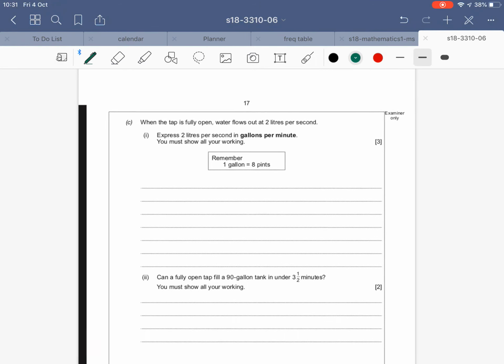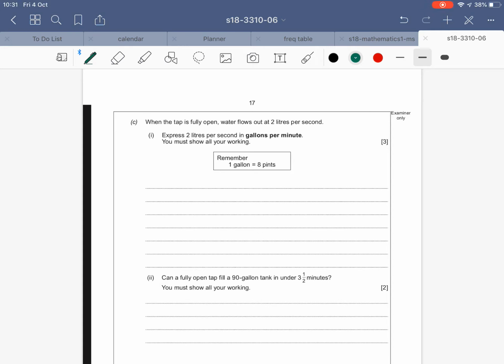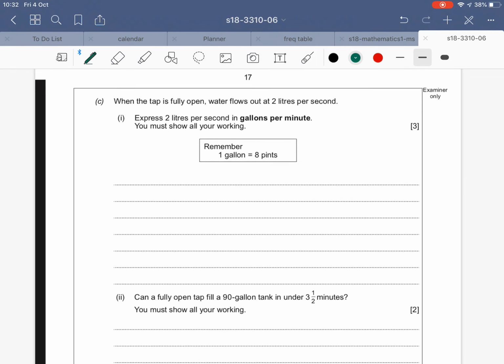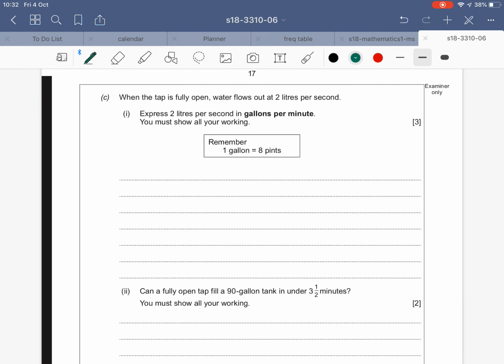Question 2. When the tap is fully open, the water flows out at 2 litres per second. Express 2 litres per second in gallons per minute. So they've given you the gallons to pints. You need to know how many litres are in a gallon, because there's 4.5 litres in a gallon. Or you could do litres to pints and then pints to gallons. It's up to you, really, what you do. I don't know why they've given it to us, but okay.